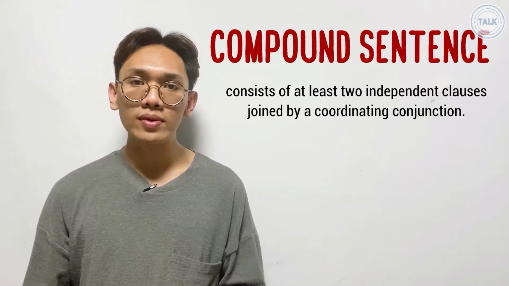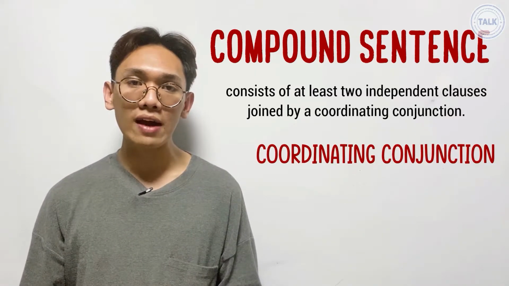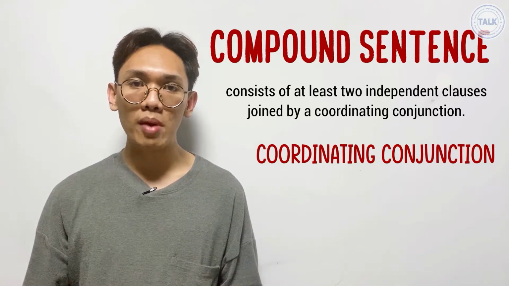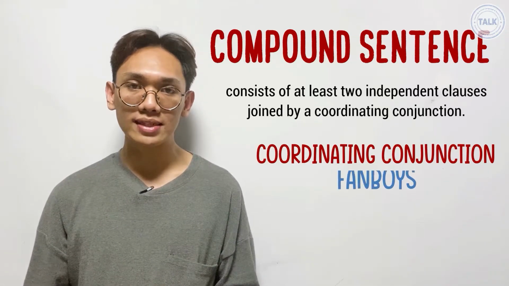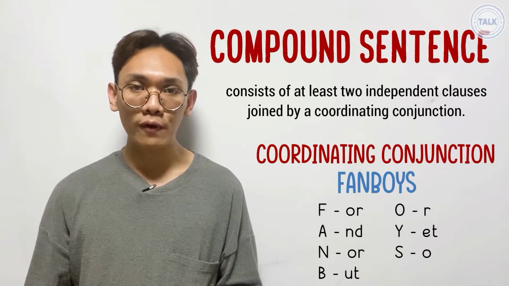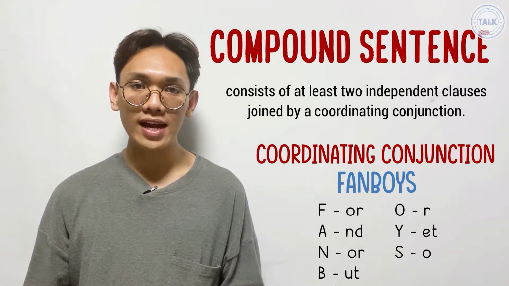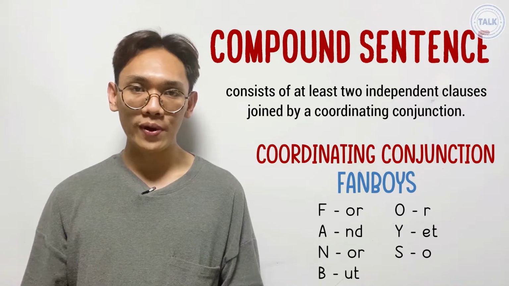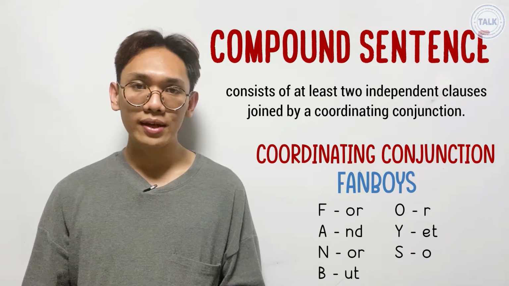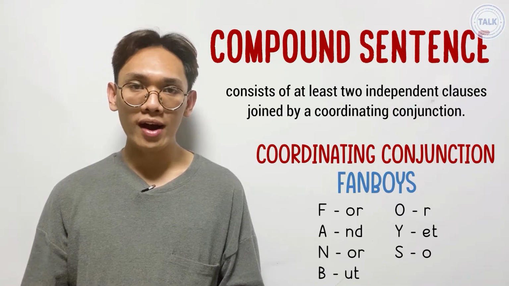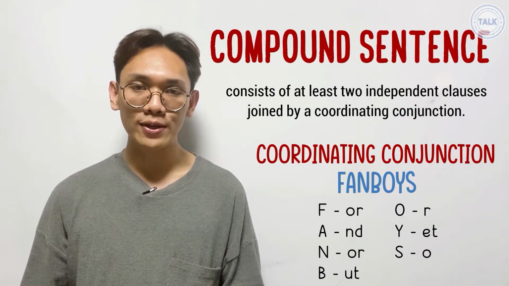Going back, when we say coordinating conjunctions, we only have seven of them, and all you need to remember is the mnemonic FANBOYS. F stands for for, A stands for and, N stands for nor, B for but, O for or, Y for yet, and S for so. Now let's try to dissect what the words in FANBOYS mean, and explain when and how we use them as conjunctions.